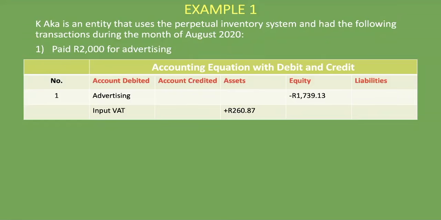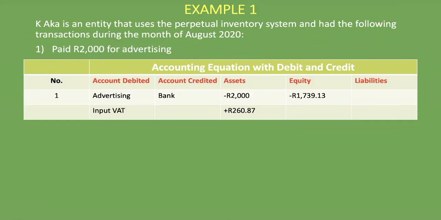We paid this amount. That means bank is affected, and bank is an asset and it's decreasing. Whenever you pay for something or you send money somewhere from your bank account, bank is always decreasing, and bank is an asset, and assets decrease on the credit side. So we put the bank, and then we put the amount, which is 2,000 Rand. Remember, we paid the entire 2,000 Rand. So we're going to put minus 2,000 Rand because money is leaving our bank account.